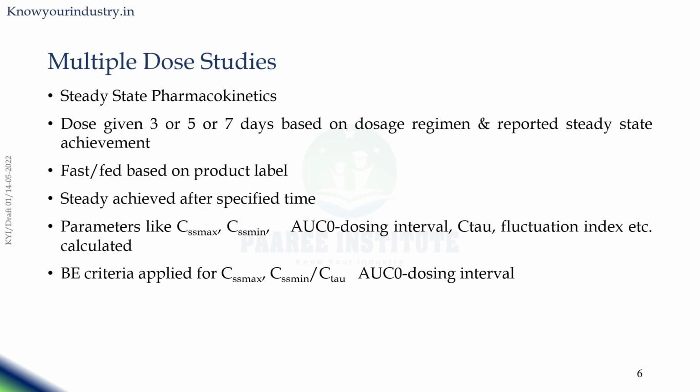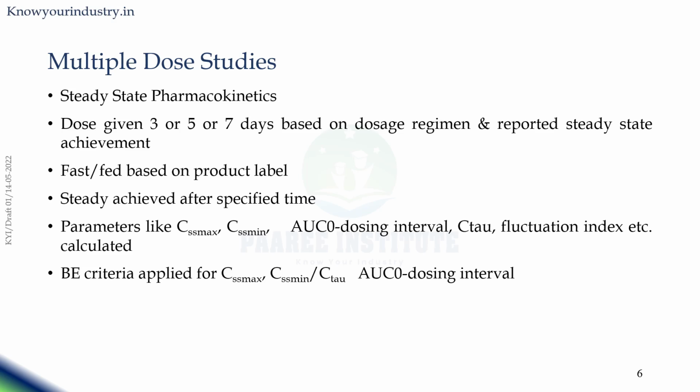Then steady state is achieved after the specified time. This I already explained. And then the parameters like steady state maximum concentration, steady state minimum concentration, and AUC 0 to dosing interval. Dosing interval means if it is twice daily, it means 0 to 12 hours. That sampling time points will be 0 to 12 hours. So we will calculate the AUC 0 to tau, that is the dosing interval, and C tau, that is the last concentration of the dosing interval. So at 12 hours, what is the concentration, that is called C tau, at the 12th hour of the particular dose. Then the fluctuation index, all these parameters will be calculated during the multiple dose studies.